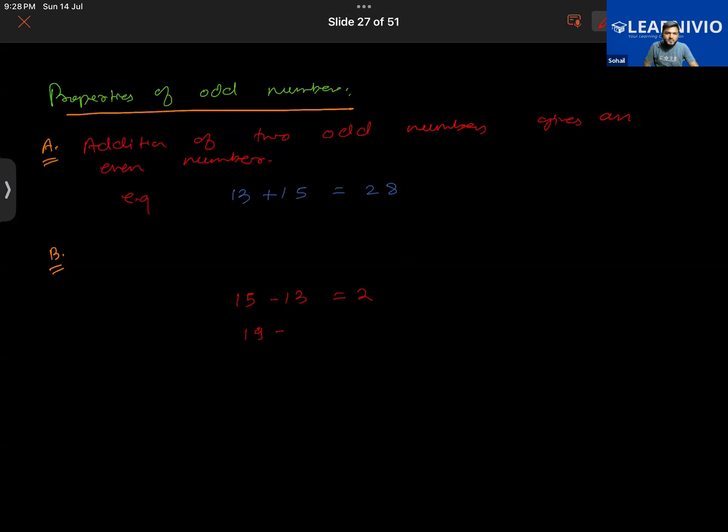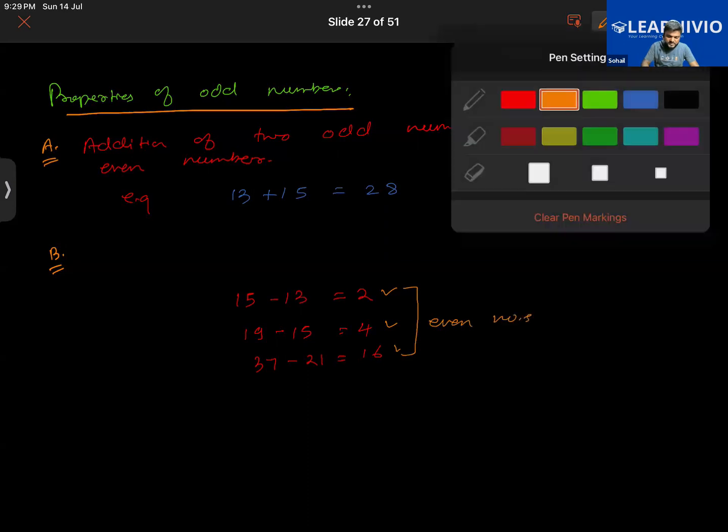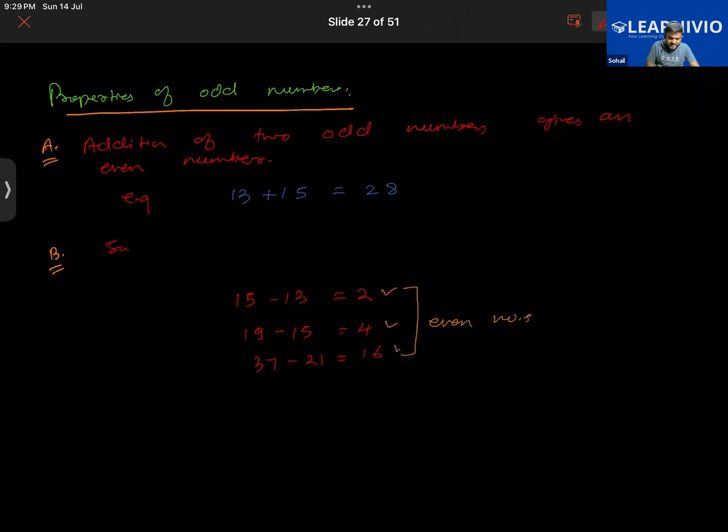Like 19 and 15, that gives you 4. Okay, let's take one more example. 37 minus 21, that gives you 16. What can you say about the numbers 2, 4, and 16? All of them are even numbers, right? Now, the next property is that subtraction of two odd numbers, write down this, gives an even number.